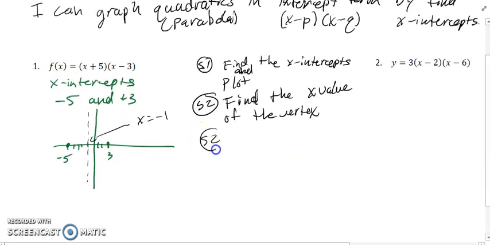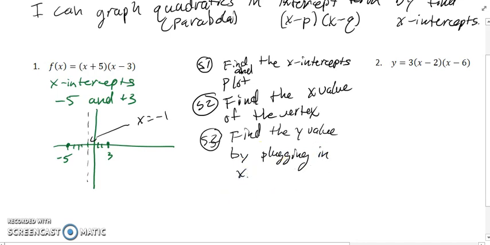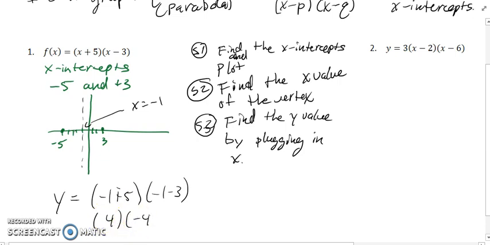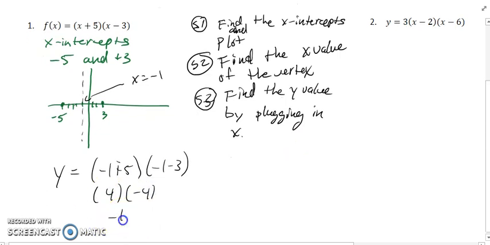So now after we do that, we need to do step 3. We need to find the y value by plugging in or substituting in x. So we have our equation. I'm going to just say f of x, but we'll just call it y for easy. And then we're going to put -1 in. And then we're going to do the parentheses, and then we're going to multiply. And that's y equals.